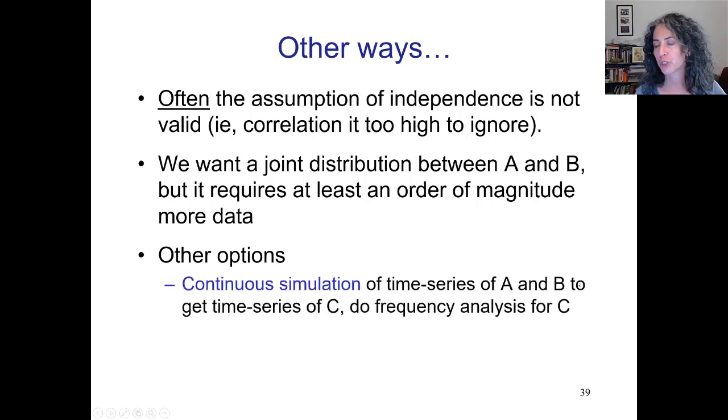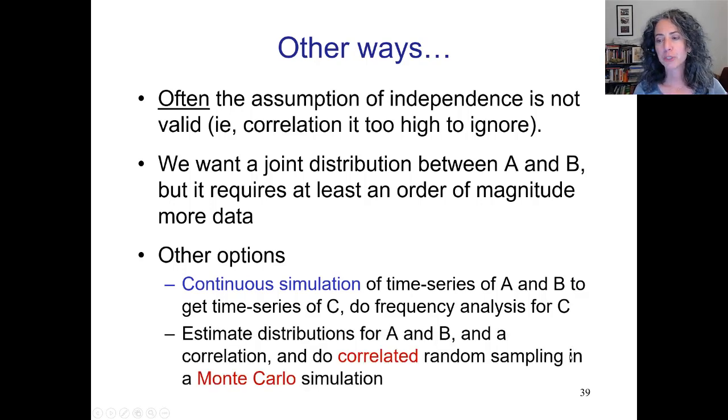So there are some other options. One option is to do continuous simulation, right? If we have a time series of both A and B covering the same time period, then we can do simulation to get a time series of C, right? And from that time series of C, we can pull out our annual maximums and do a frequency analysis of C, right? So it's just like having observations of C, except we're doing our analysis on modeled results.